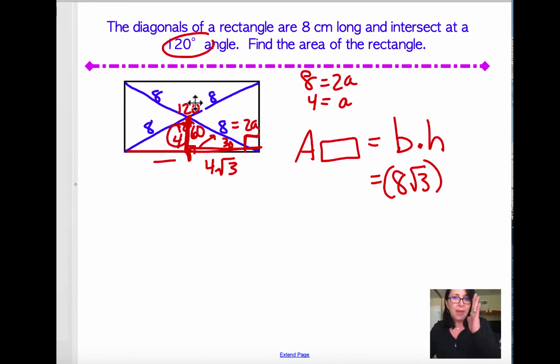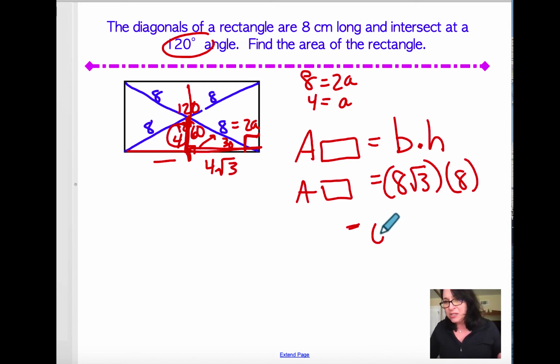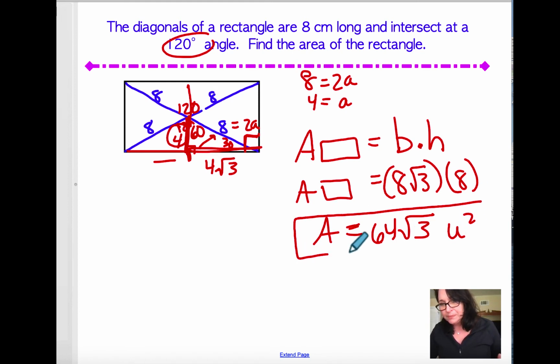See how that goes up? And then 4 plus 4, 8. And so that's times 8. And so the area of my rectangle is going to be 8 times 8, which is 64, and then root 3. And this is the area, and this is units squared.